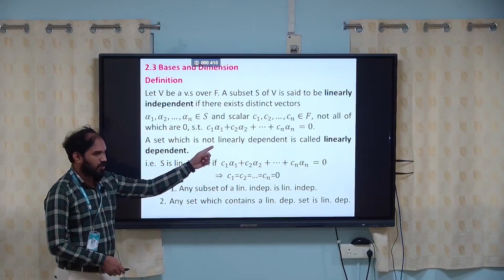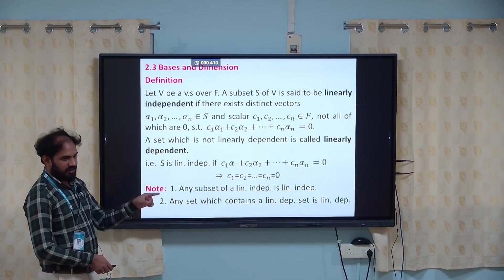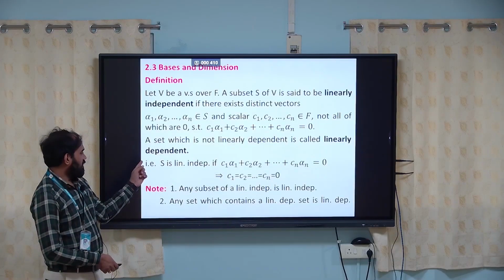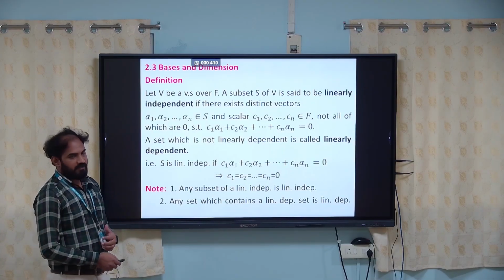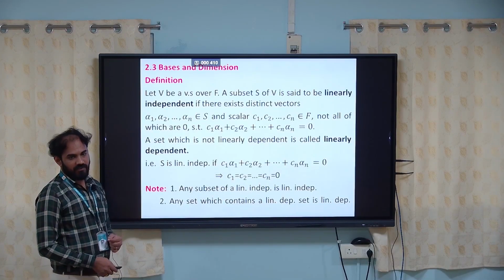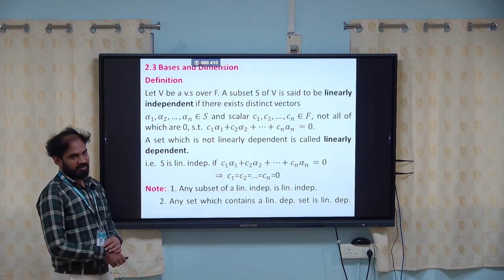This is called the linear combination. Linear combination equal to 0, which means a set which is not linearly independent is called linearly dependent. Next we are going to see the important definition of the vector space, basis and dimension.